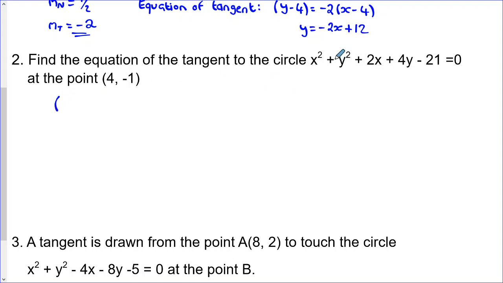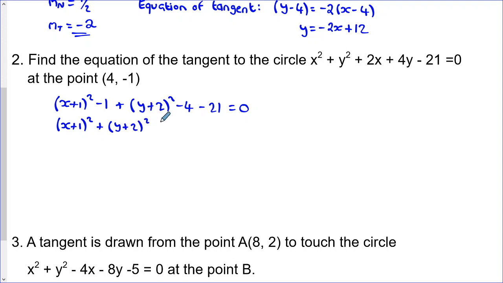So I'll just go straight for it. Half the coefficient of x plus 1. Take 1 squared. And then half the coefficient of y plus 2 squared. Take away 2 squared. And then we've got the -21 as well. So I've got all the information I need there, but I might as well turn it into the standard form that we'd expect. So the bracket for x squared plus the bracket for y squared equals the radius squared.